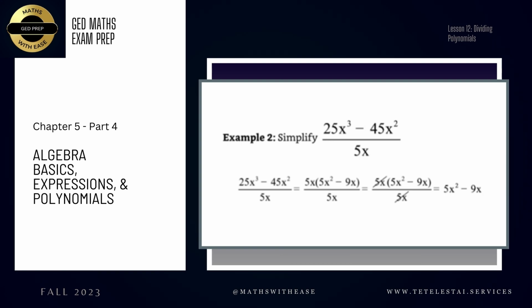Then we go to the second term and we apply the same logic. We've already decided that 5 is a factor of 45, right? So when we draw out 5, essentially we're dividing 45 by 5. 45 divided by 5 is 9. And if we draw out an x term from here, that's the same as subtracting, right?